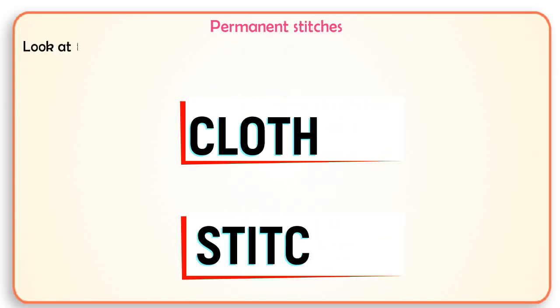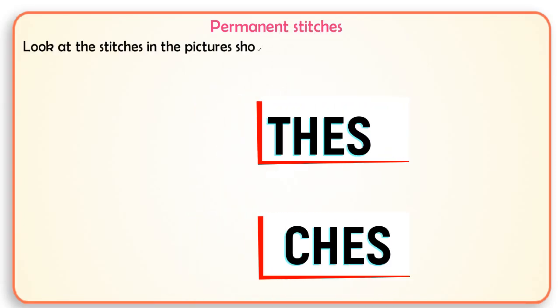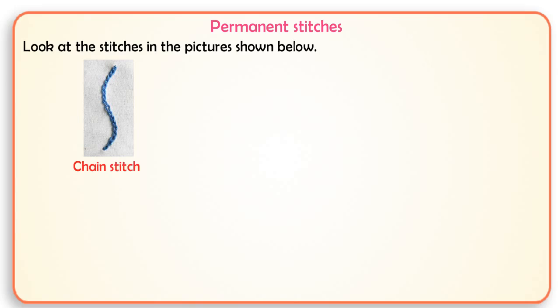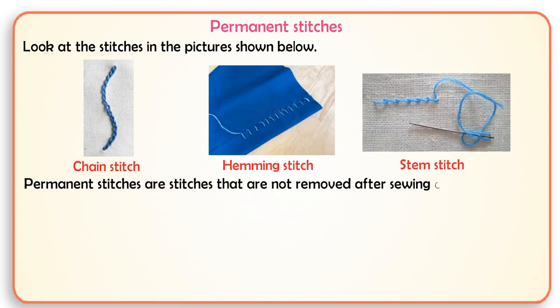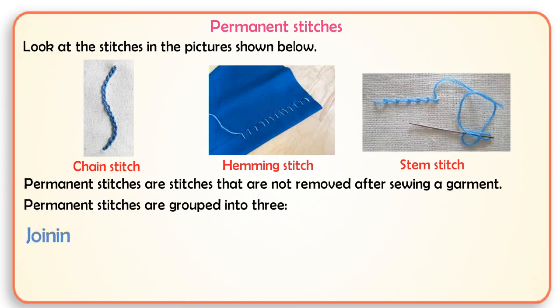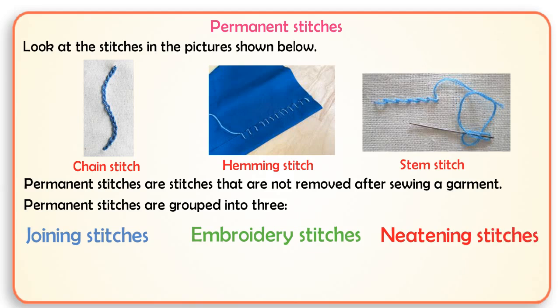Permanent stitches. Look at the stitches in the picture shown below. Chain stitch, hemming stitch, stem stitch. Permanent stitches are stitches that are not removed after sewing a garment. Permanent stitches are grouped into three: joining stitches, embroidery stitches, and neatening stitches.